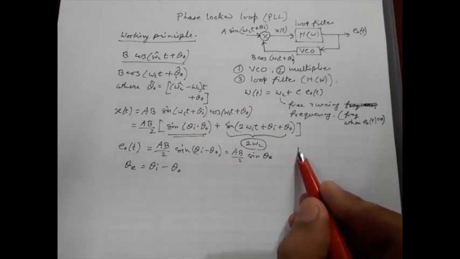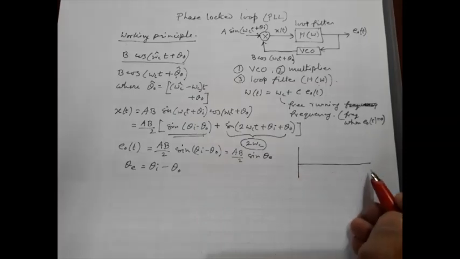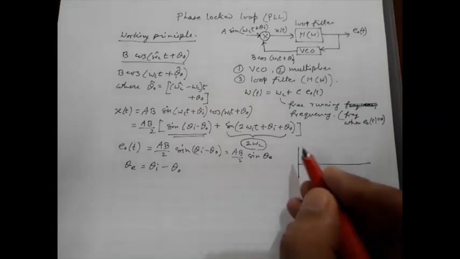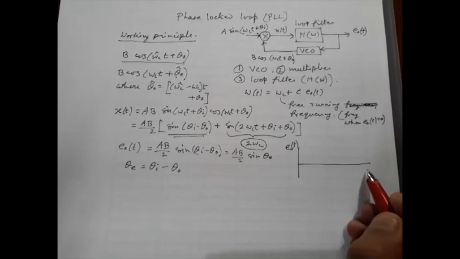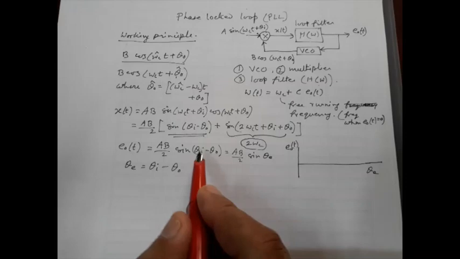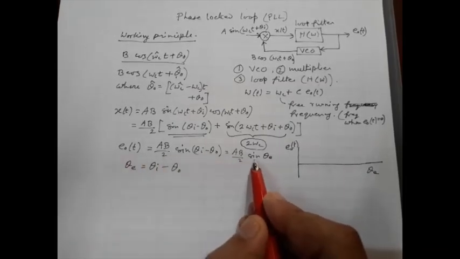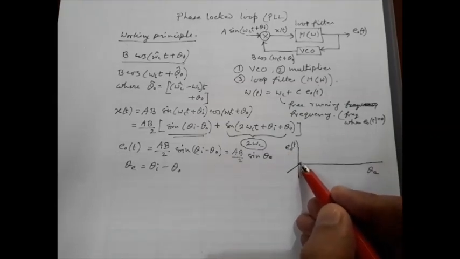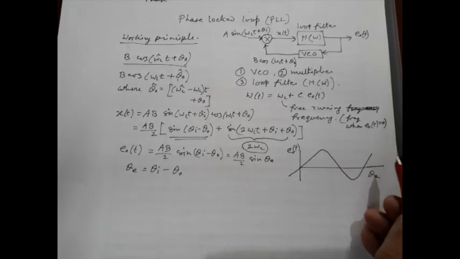Let us see how this theta E and E0 are varying. So E0(t) equals AB by 2 sine theta E. It is a sinusoidal function. So it will vary in this way, just like a sine wave. Something like this.